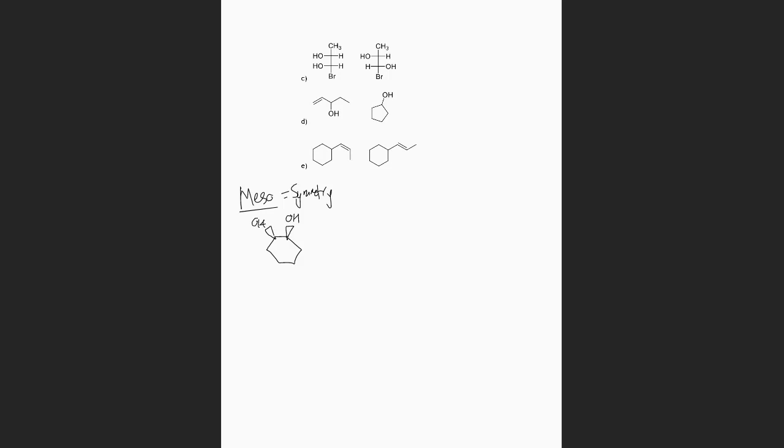So we see that this has chiral centers in these positions, right? Because we have wedges and non-identical groups. But because there is a line of symmetry right here, that means this is meso. Because they're symmetrical, meaning that they're superimposable. Okay? So that is meso.